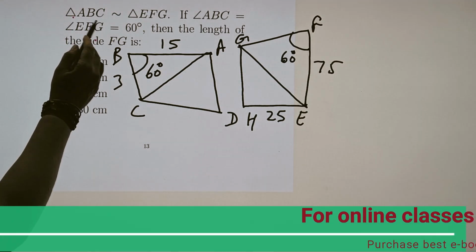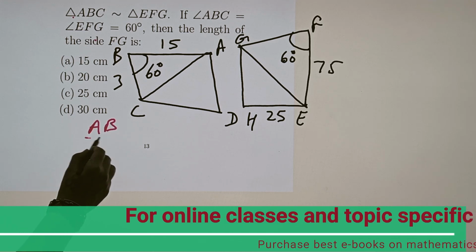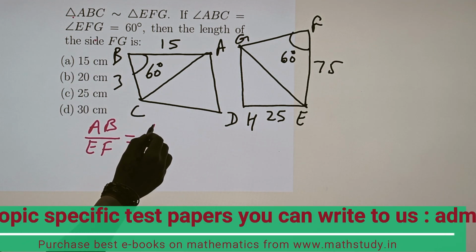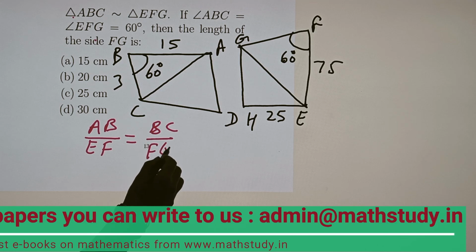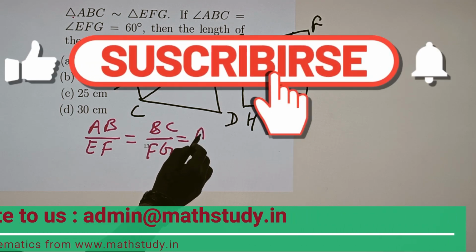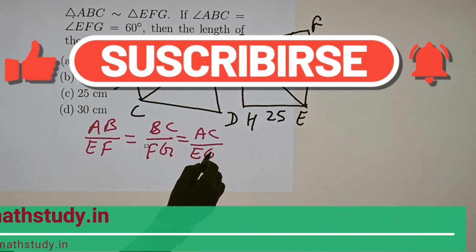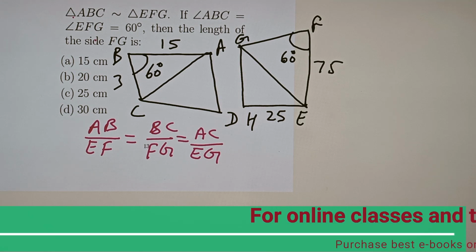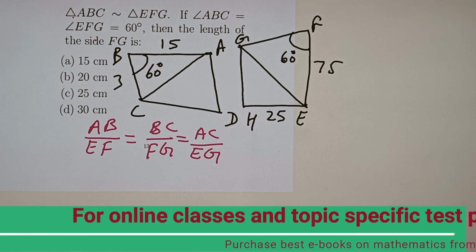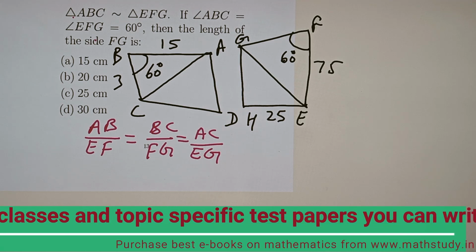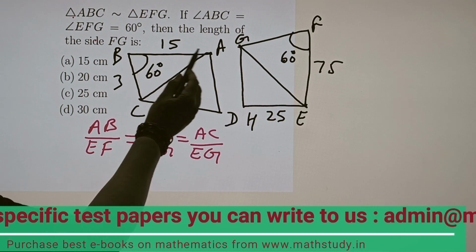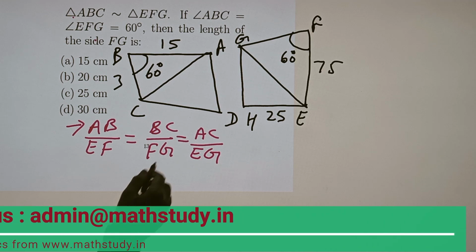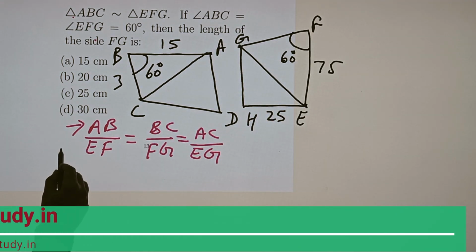So how can we write it? The ratio AB upon EF should be equal to BC upon FG, and this should be equal to AC upon EG. So first you need to write this one here. Very simple. Now what is the required question? We need to find the length of the side FG, and what all is given? We have AB, AB is 15, and EF is also given, which is 75.